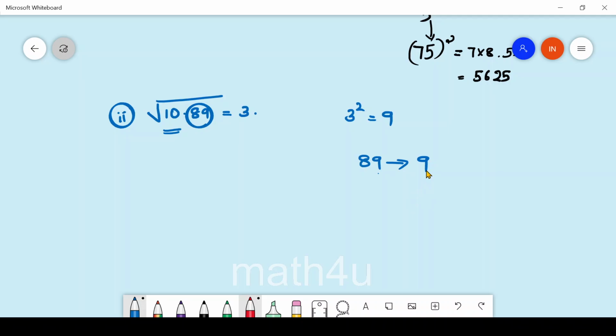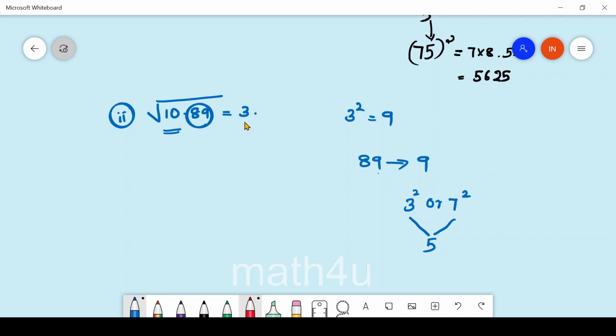So which perfect square ends with 9? Which numbers do you have? Yes, 3. 3 square is 9. Or any other number? Yes, 7 square, that is 49, right? So which is the number coming in the middle of this 3 and 7? Of course, that is 5.